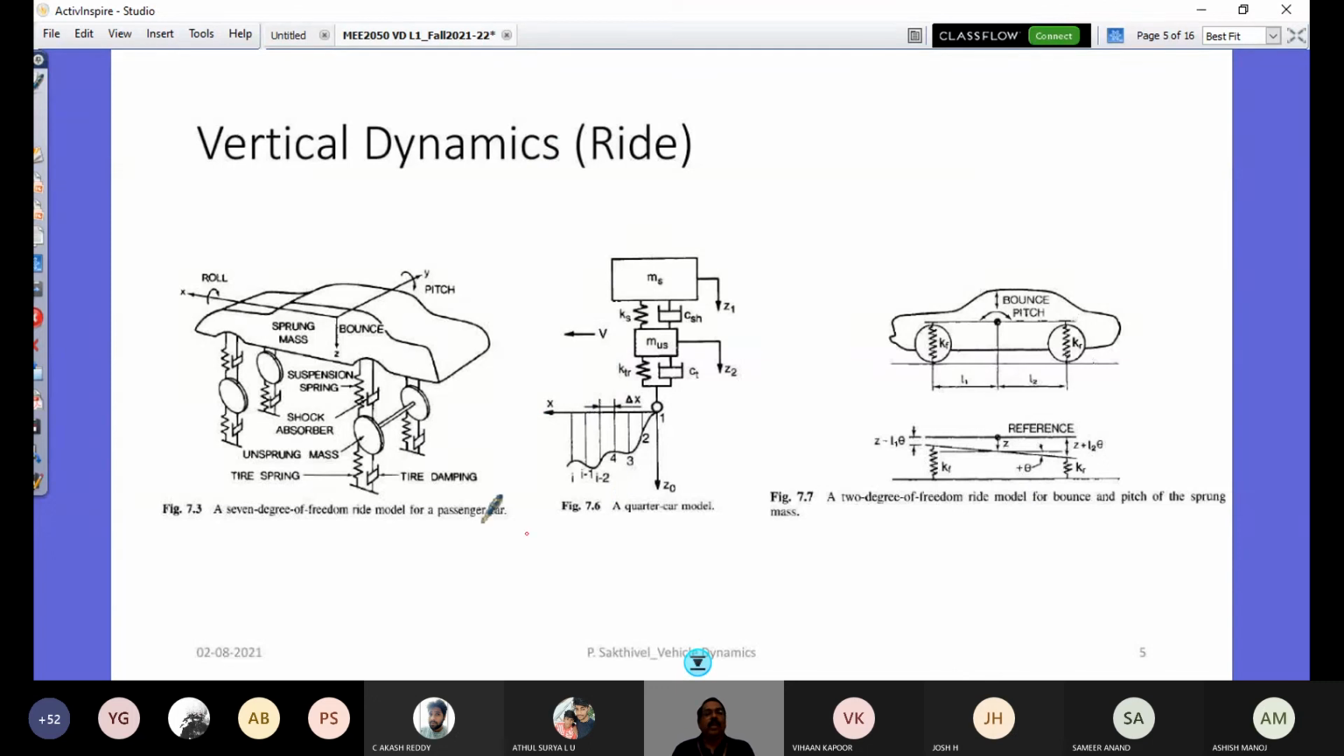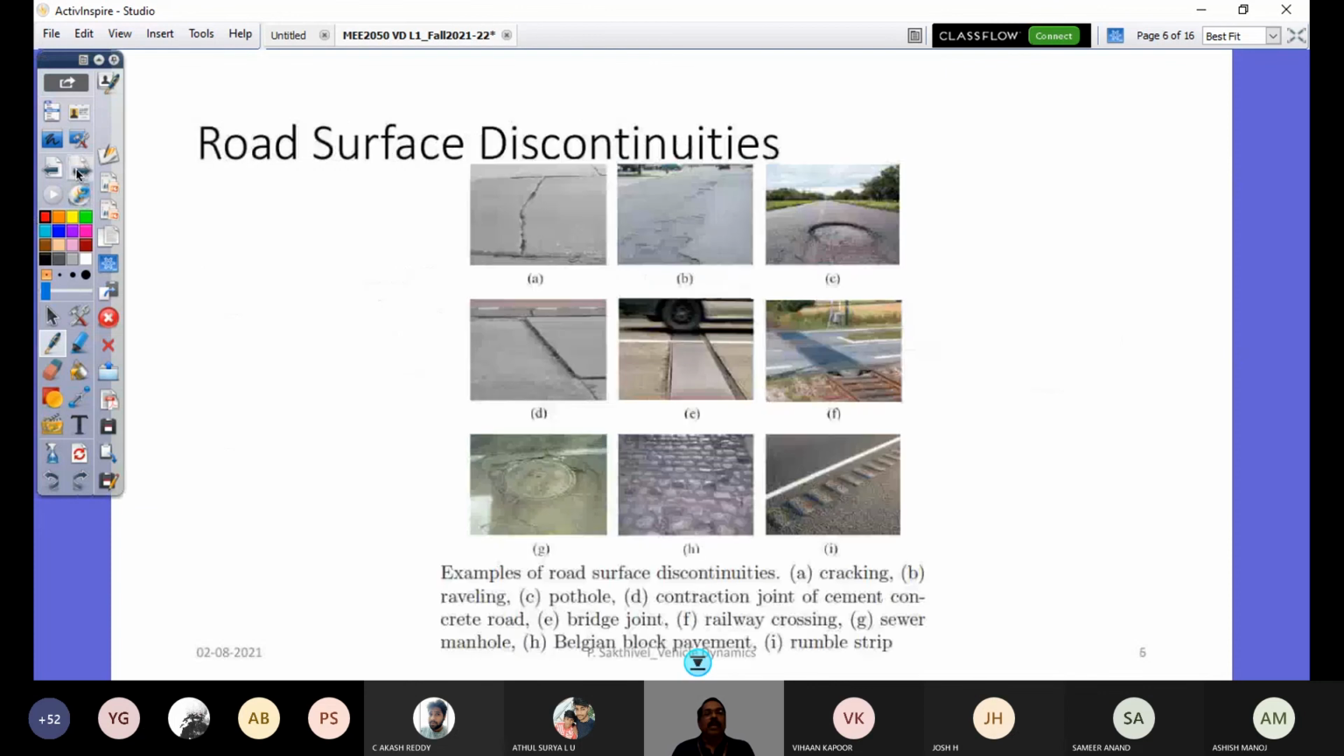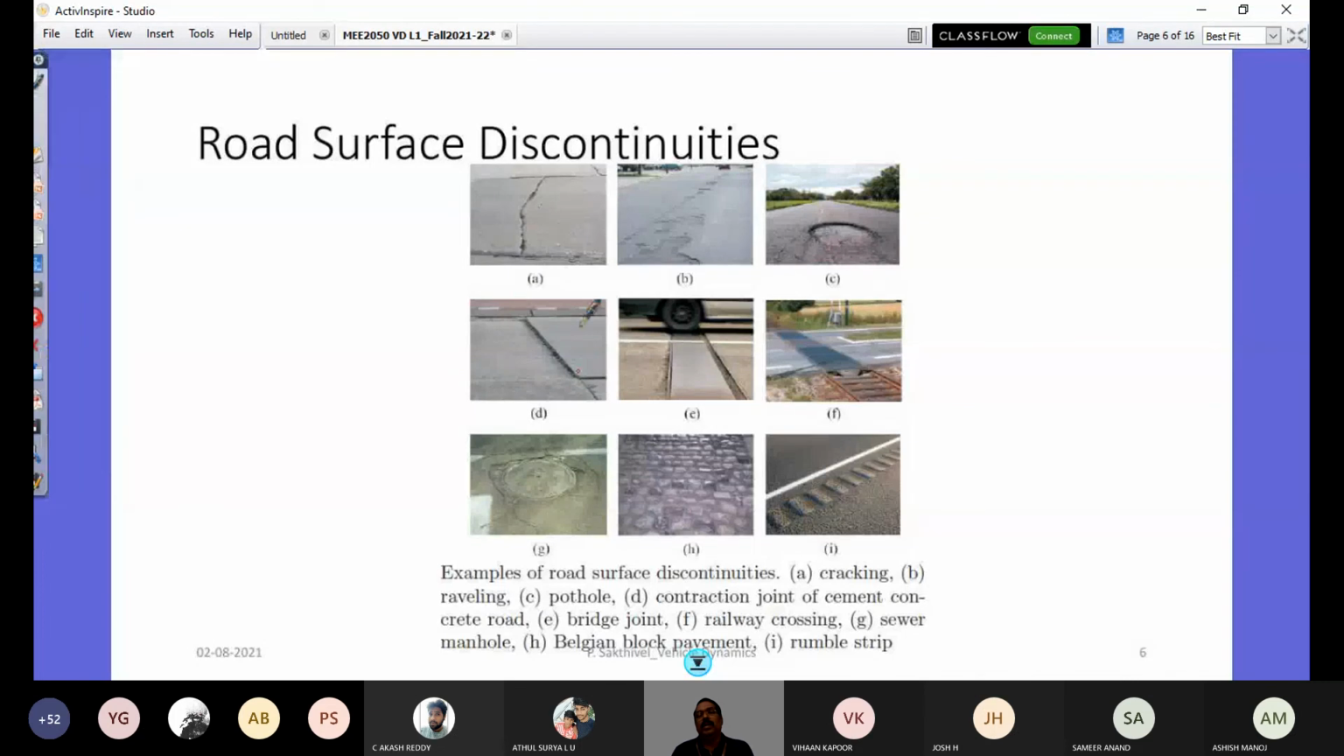And you see that surface discontinuity is an important thing. This is another important thing, other than the driver, that interacts by default with the road and the vehicle. So these discontinuities can cause many disturbances and act as a source for noise and vibration. We will see them in detail.